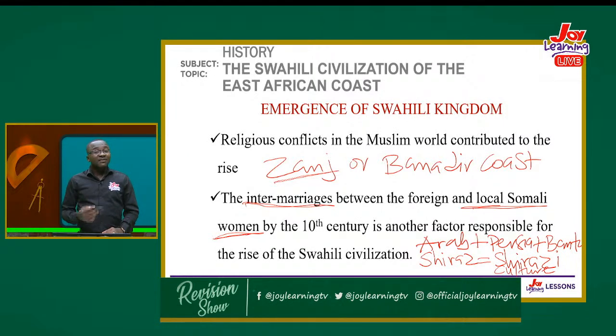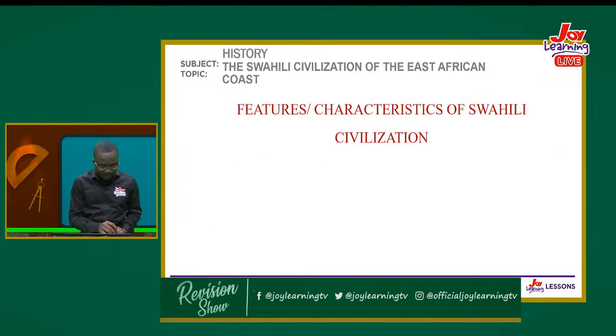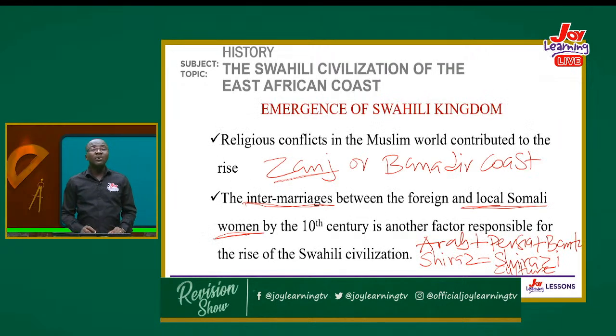Now, the civilization kept growing, or more Muslims kept trooping to this settlement because of the good relations that they had established with the Somali people. Now, we are told that when the Muslim traders settled along the Somali coast or the Zanj area, they put up a good behavior or good attitude. And their good behavior allowed the local rulers, that's the Bantu rulers, to receive them. Because they put up good behavior, it ensured a good interrelationship between themselves and the local settlers.